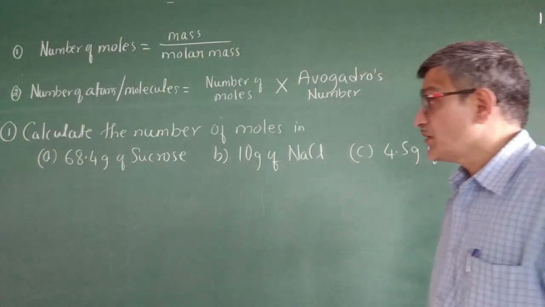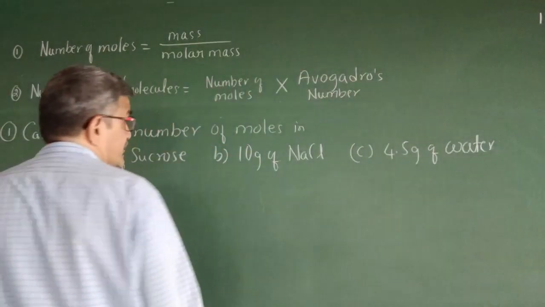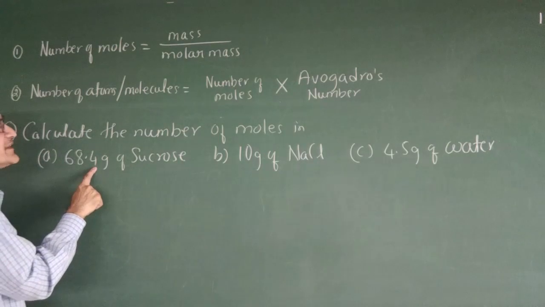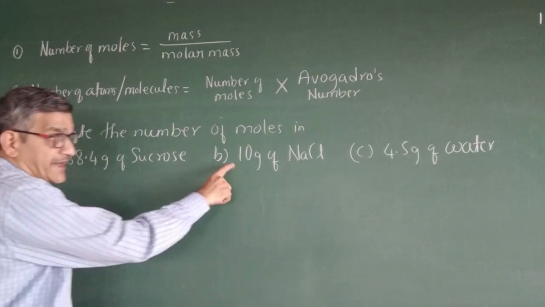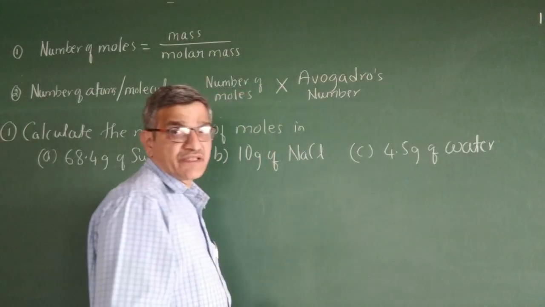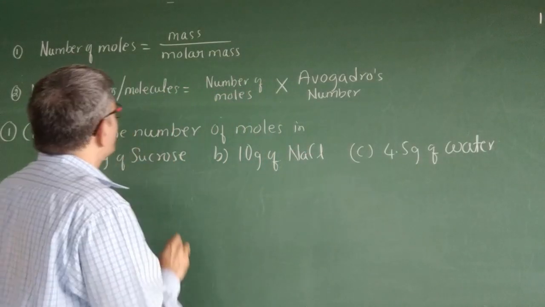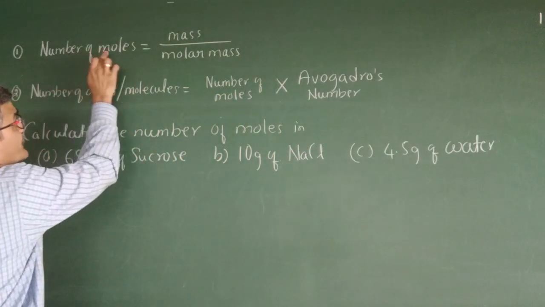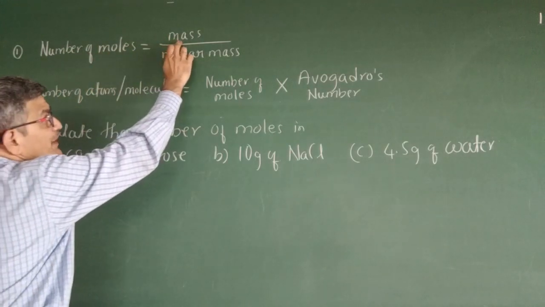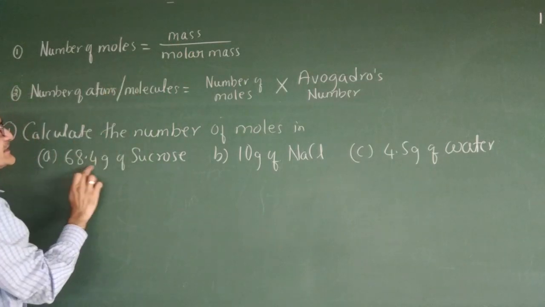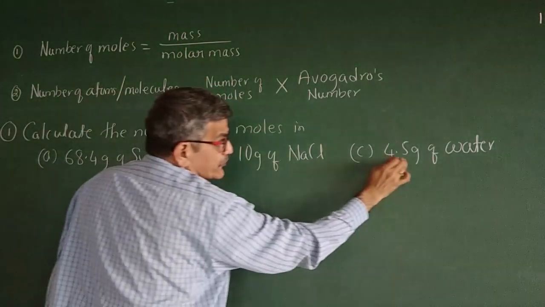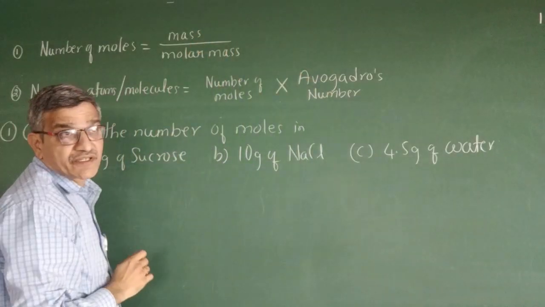Okay. So our aim is to find out how many moles are in this 68.4 gram of sucrose, 10 gram of sodium chloride, 4.5 gram of water. So we know the formula: number of moles equals mass divided by molar mass. What do you mean by mass? Mass is nothing but this 68.4 gram, 10 gram, and 4.5 gram.